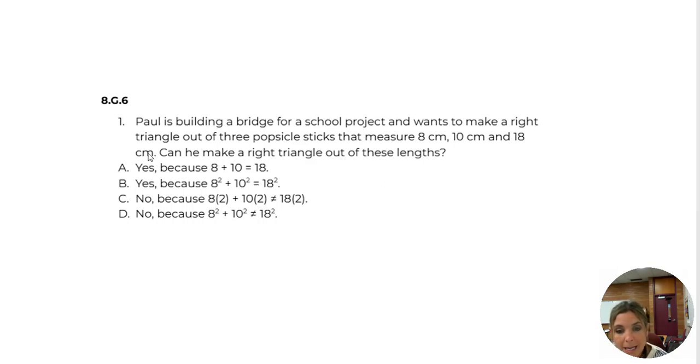Okay. Number 1, Paul is building a bridge for a school project and wants to make a right triangle out of 3 popsicle sticks that measure 8, 10, and 18. Can he make a right triangle out of these lengths? Okay, so what this is asking is, can we make a triangle out of those side lengths?